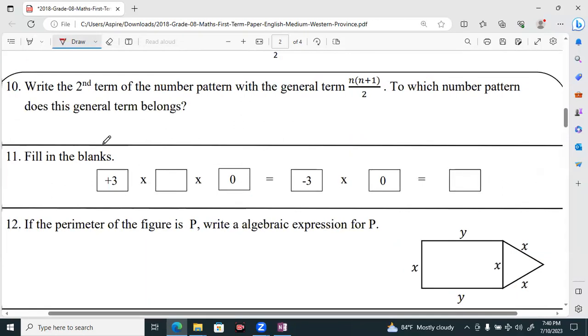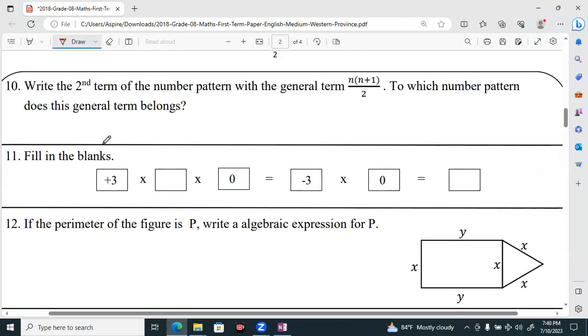In the number pattern lesson, I gave you some general terms of particular number patterns and asked you to remember all those general terms, because I mentioned that by giving the general term, you are asked to write to which number pattern it belongs. Now it is such kind of question. Then tell me to which number pattern this belongs.